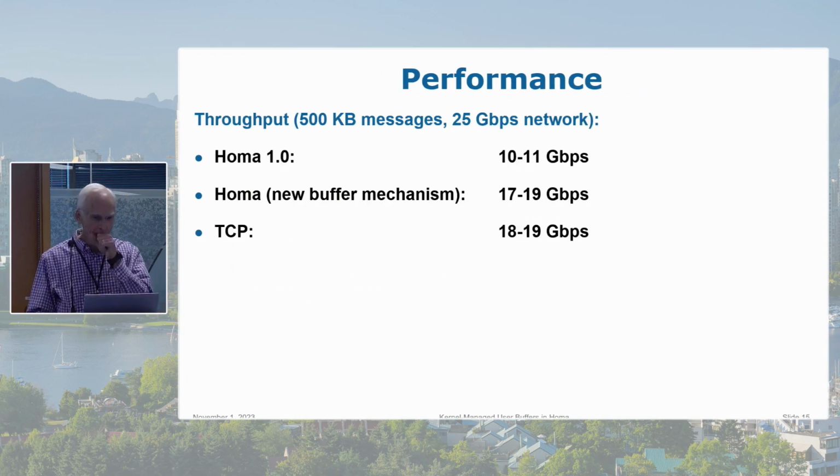So performance-wise, there's not a lot to say here except that this closed the gap. Originally Homa was 10 to 11 gigabits per second, TCP 18 to 19. With this mechanism, Homa is now 17 to 19 gigabits. It has a little bit more variation in performance than TCP does, and this is because, at least in the case of a single very long message, Homa's performance will depend a lot on which cores are allocated in the system for which parts of the message processing, and that can cause a little bit of fluctuation in performance. But it's basically the same performance as TCP.